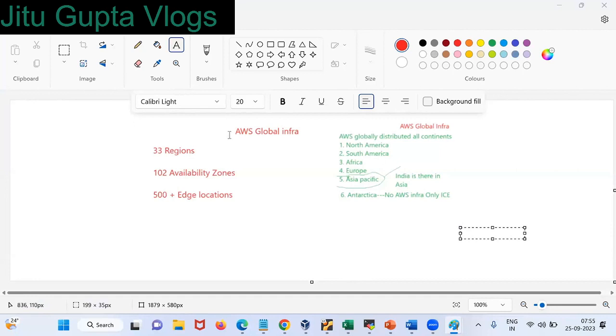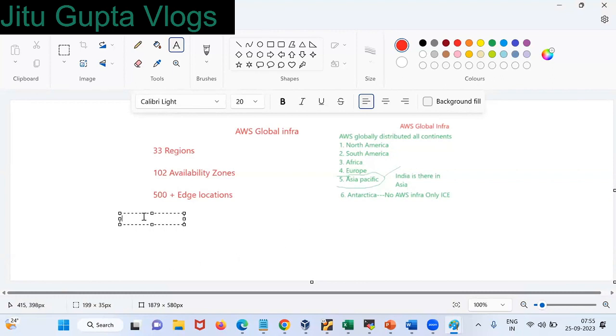Okay, leave it. So we have 33 regions. In an interview, they may ask: how many regions is AWS distributed in? We have 33 regions, 102 availability zones, and 500 plus edge locations. So now out of 33 regions, how many regions are in India, guys? 2 regions. What are those? Hyderabad and Mumbai, right? Yes.